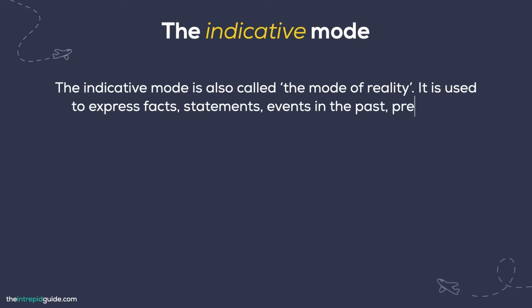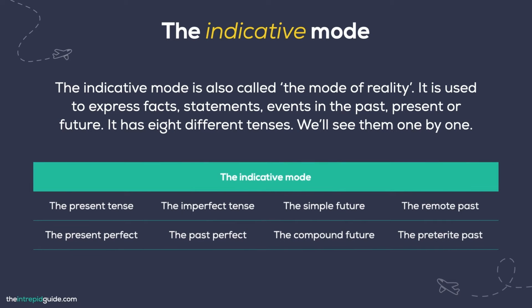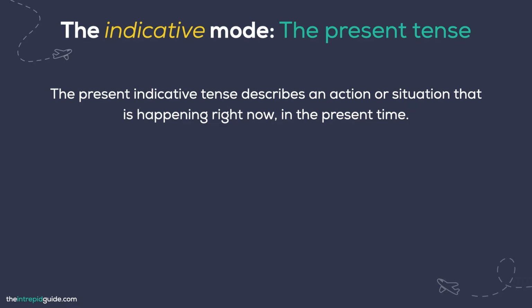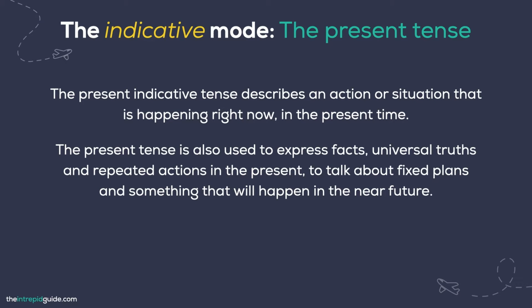Let's take a look at the indicative mode. The indicative mode is also called the mode of reality. It is used to express facts, statements, events in the past, present, and future. It has 8 different tenses, and we'll see each of them one by one, starting with the present tense. The present indicative tense describes an action or situation that is happening now in the present time. The present tense is also used to express facts, universal truths, and repeated actions in the present, to talk about fixed plans and something that will happen in the near future. It is the most common tense used in everyday conversation, so here are some examples.